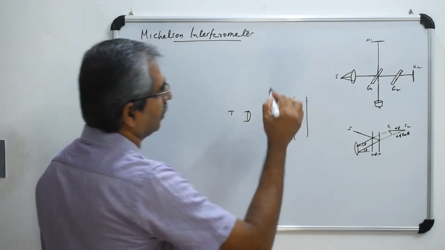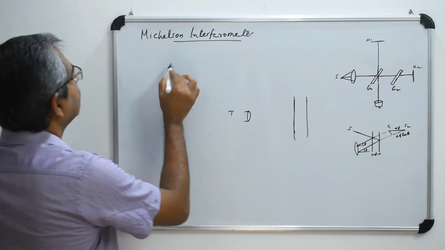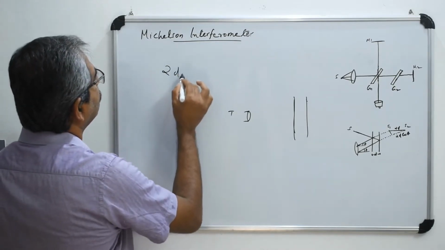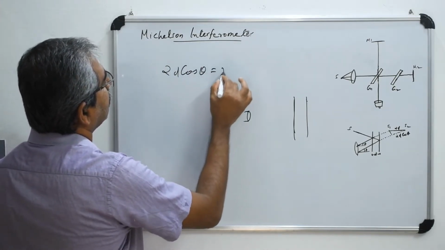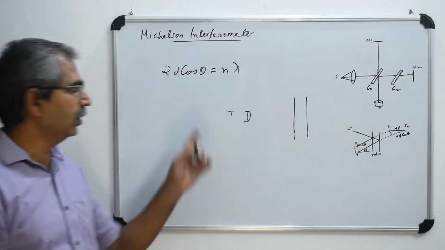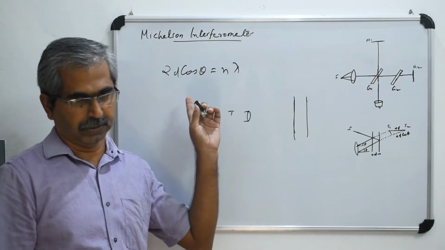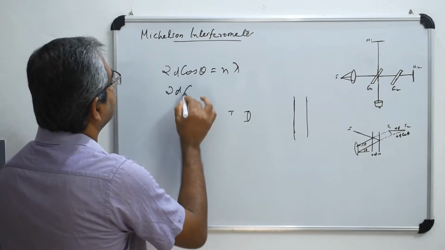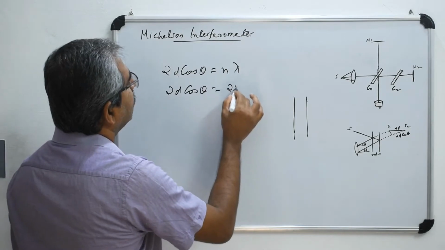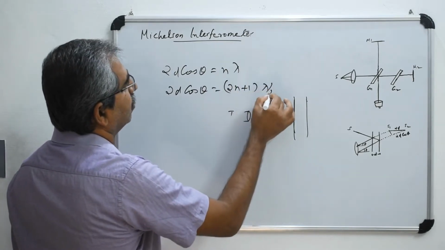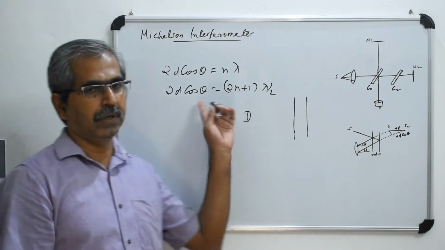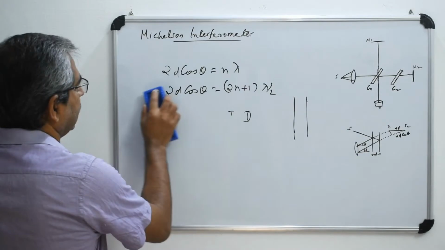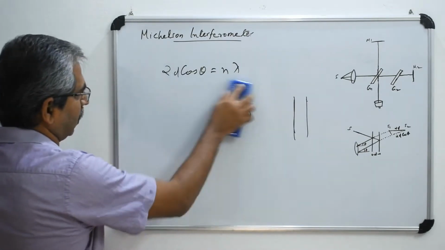We have seen that the condition for interference is 2d cos theta equal to n lambda for the destructive interference or the dark fringes, and also 2d cos theta equal to (2n plus 1) lambda by 2, or (n plus half) lambda, for the bright fringes. Now let us take the case of the dark fringes only.